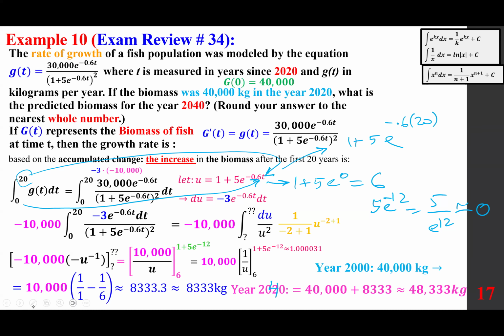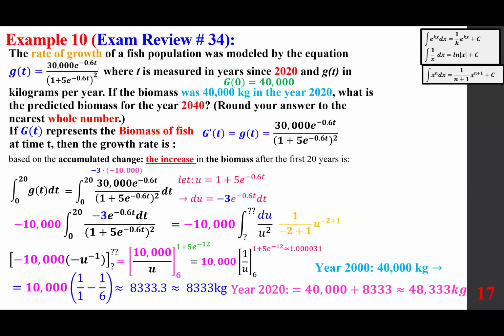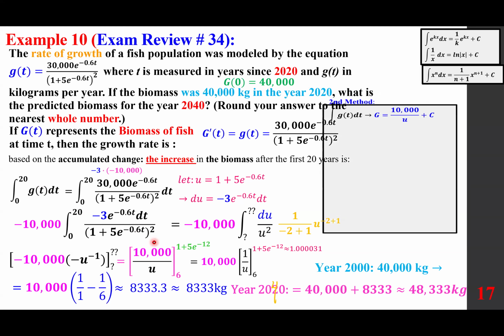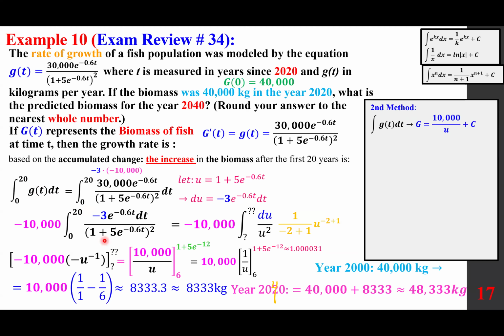Okay. All right. I want to go with the second method. That means, let me erase my work first. That means I want to integrate without the limits because I want to find capital G of t. So if you look at this one and come on down here, the answer is 10,000 over u and a constant.